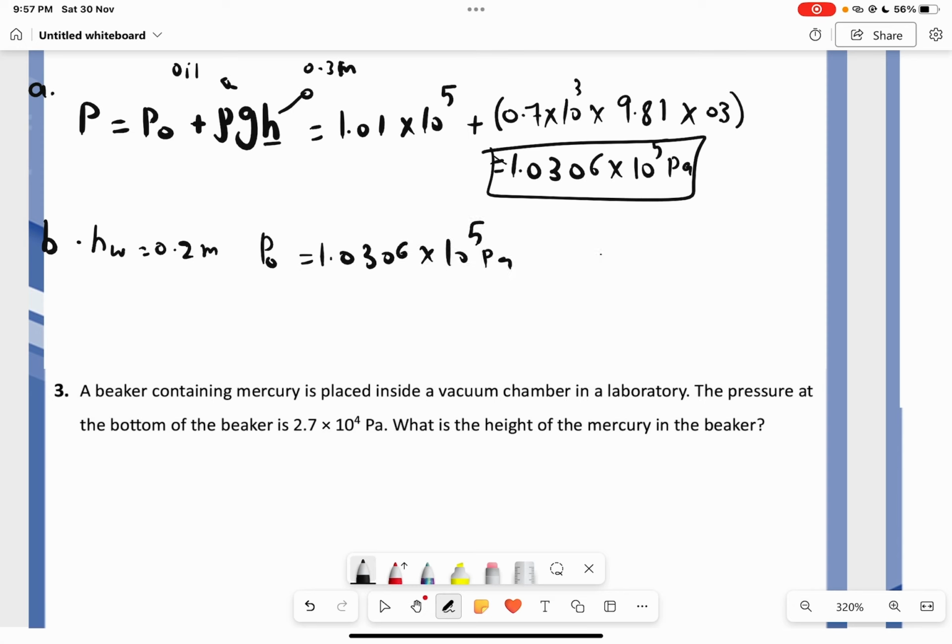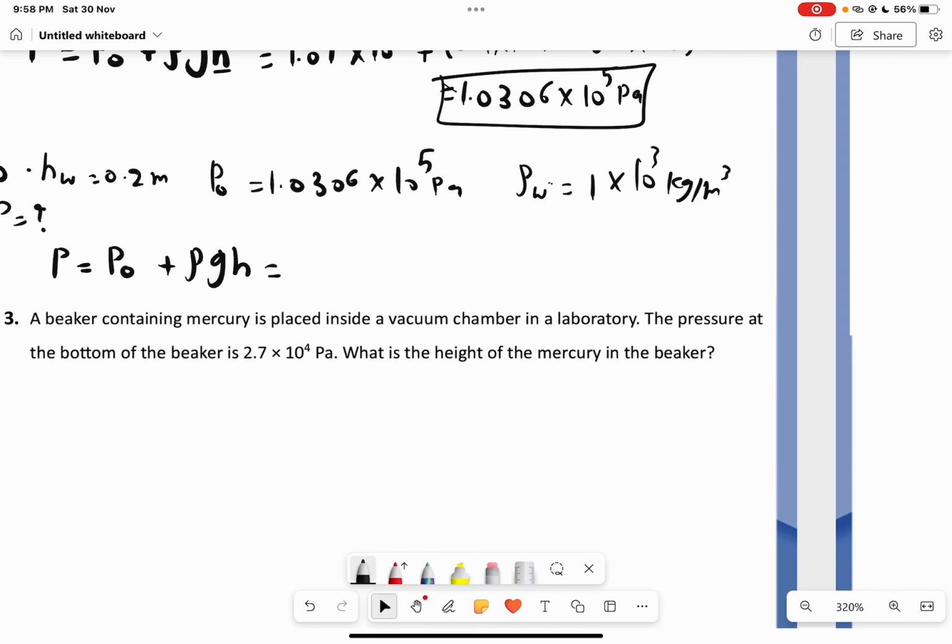Then you have what, guys? You have the density of water. This time you're going to use the density of water, which is equal to 1 times 10 to the power of 3 kilogram per cubic meter. Then you have what, guys? It says find the absolute pressure. So absolute pressure will be what, guys? Will be P naught plus rho GH.